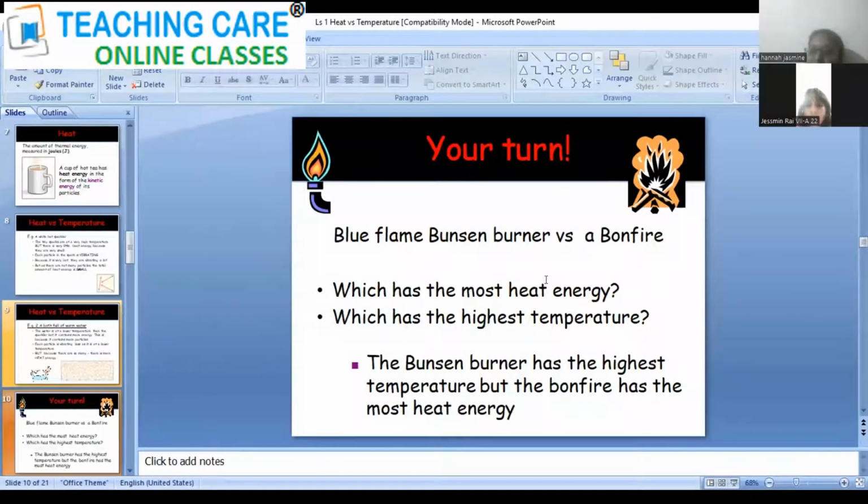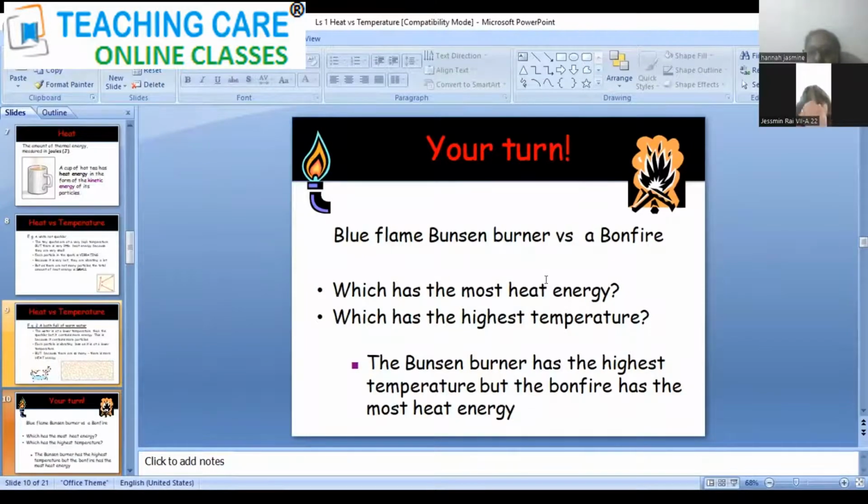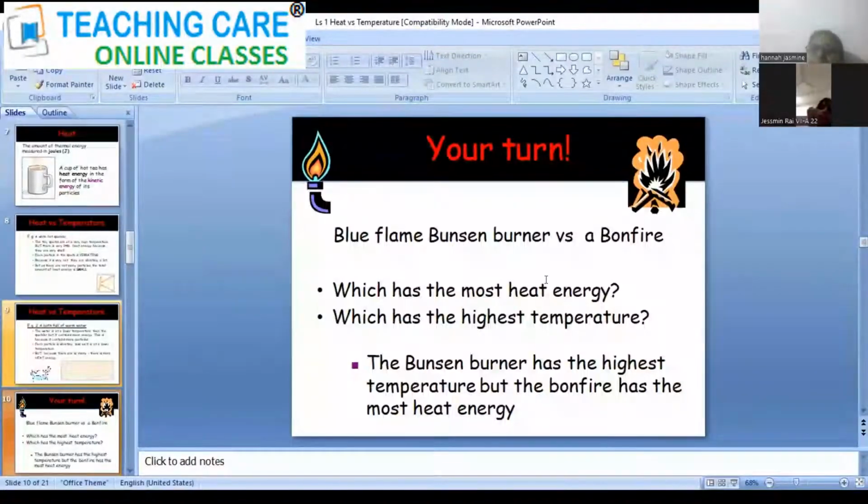So which has got the highest temperature? I'll give you an example. In the bonfire, usually they cook barbecues, right? Yes, ma'am. Are they cooked very quickly, or does it take hours? Ma'am, they get cooked quickly, it does not take hours to cook. But when your mother cooks in the kitchen, she prepares the meat very quickly, right? Yes, ma'am. So which has got the highest temperature, the burner or the bonfire? Ma'am, the burner. So the burner has the highest temperature, whereas the bonfire has the most heat energy.